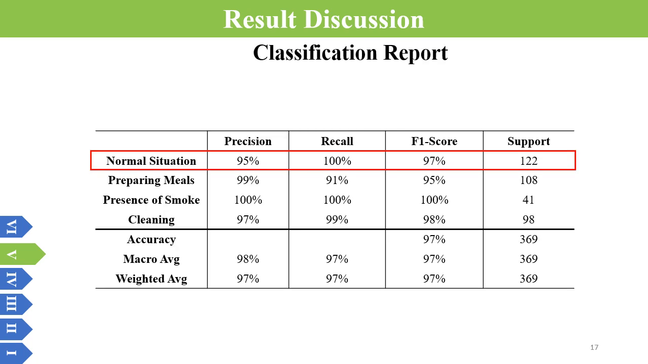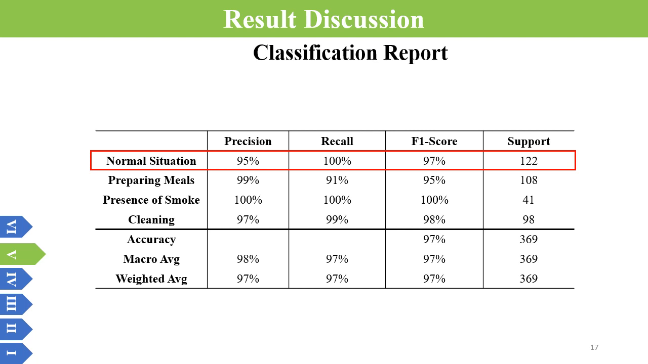And for the classification report, the classification report includes multiple metrics that offer valuable insight into the overall performance of the model. These metrics include precision, recall, F1 score, and support. The support is the number of samples in each class.